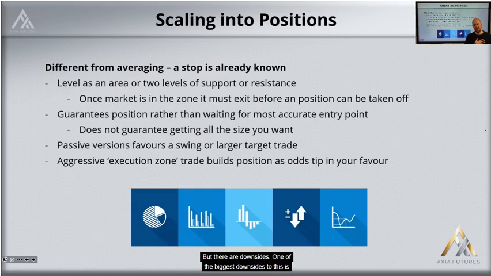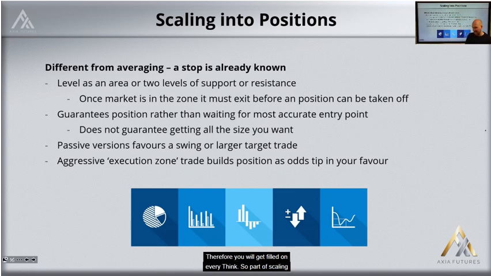But there are downsides. One of the biggest downsides to this is that you may not get everything you want. If you've got a 10 tick range to try and get filled across, you get filled at the bottom of the range and the market reacts from the bottom of the range, you'll get filled part of your position. Now, like I said with swing trades, when it goes wrong though, it will trade all the way through the range and stop you out. Therefore, you will get filled on everything.